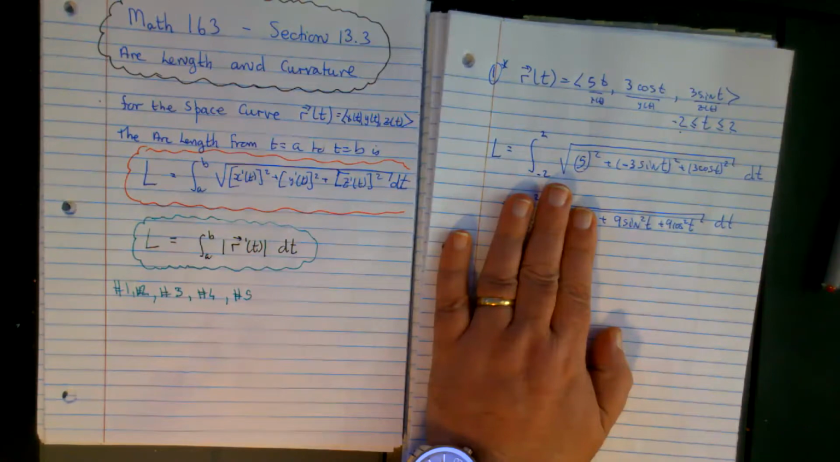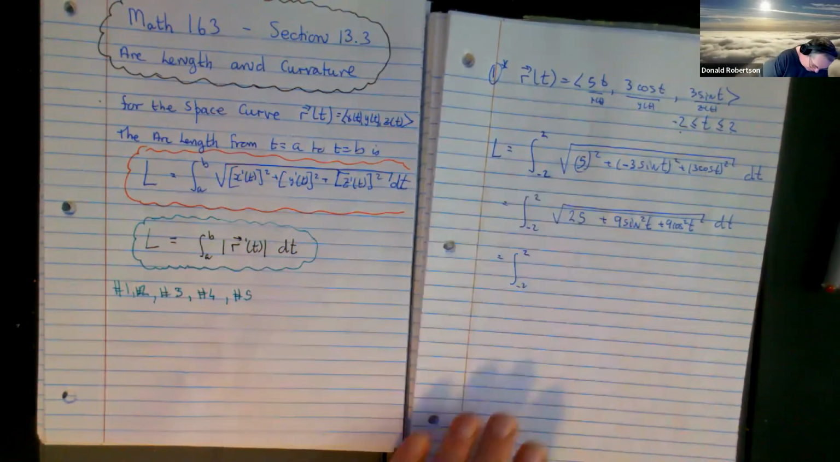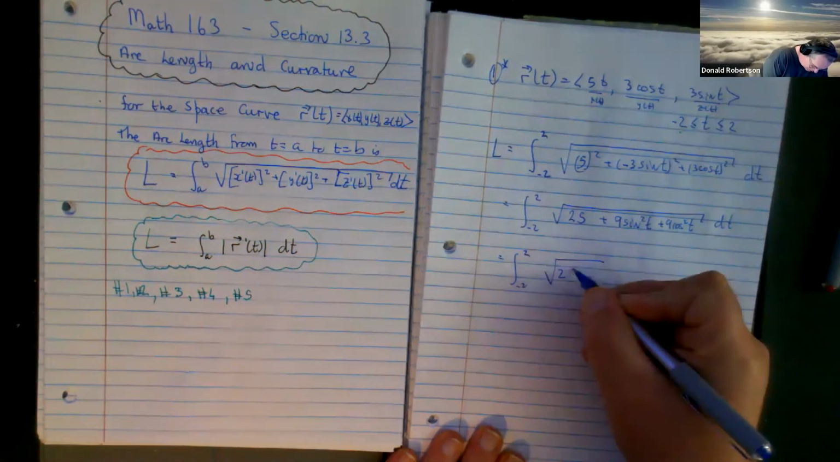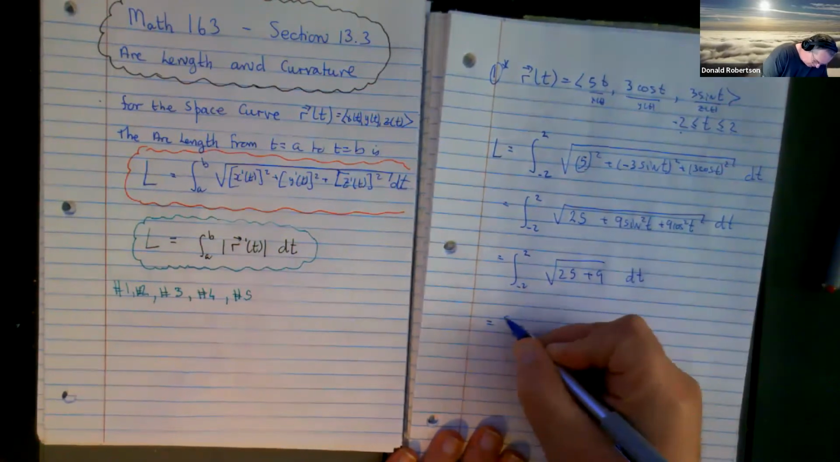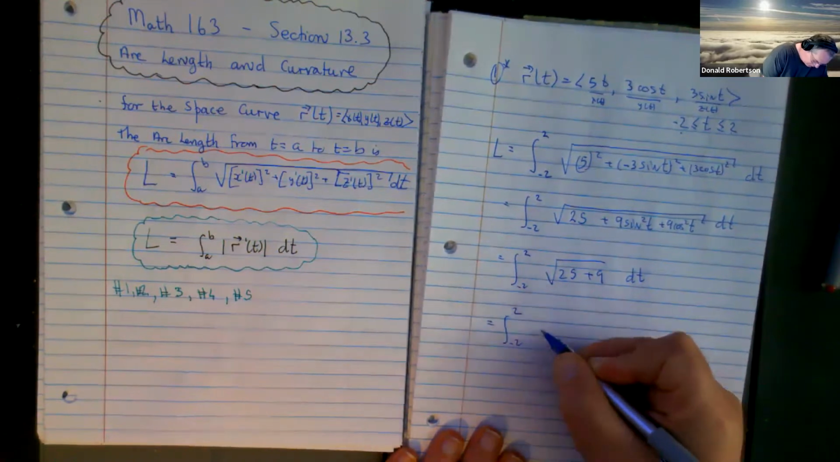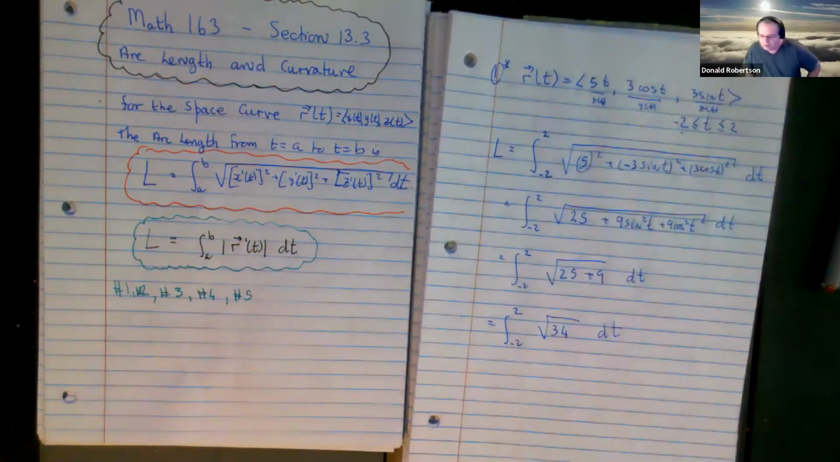Mm-hmm. So essentially what you get is 9 then, don't you? Because sine squared plus cos squared is 1. 9 sine squared plus 9 cos squared gets you 9. So you end up with 25 plus 9 dt. And that's the integral from -2 to 2 of square root of 34 dt. Can you see why a square root of a number is a nice question? Easy to integrate.